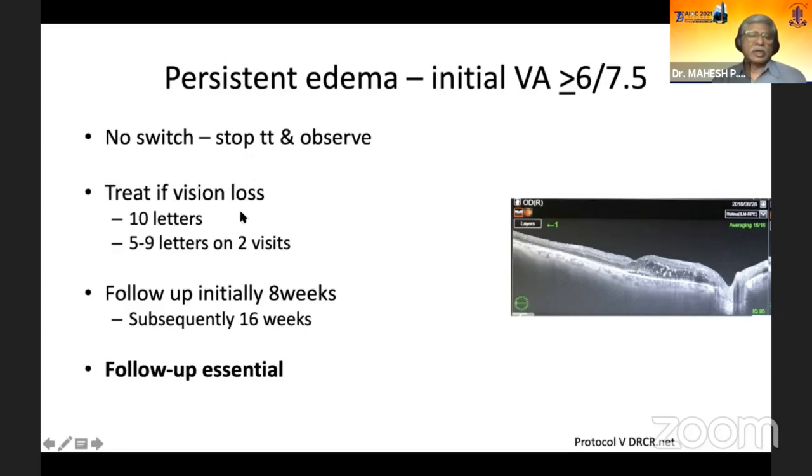And if there is a vision loss of 10 letters in one visit or 5 to 9 letters on 2 subsequent visits, then you need to think of reinstating the treatment. The key is to follow up these patients initially at 8 weeks to make sure that they're not worsening, they're not losing vision, and subsequently they're stable, we can increase the duration of follow-up to 16 weeks. Follow-up is the key here.